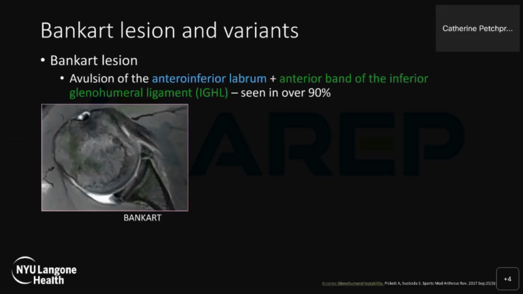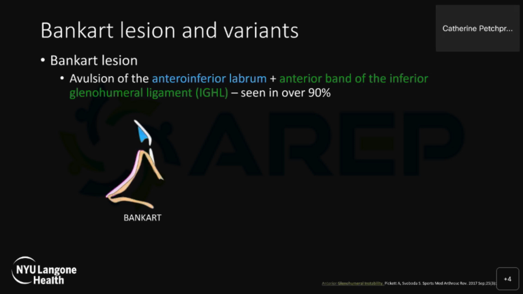When the humeral head dislocates anteriorly, it also injures the anteroinferior labrum and the anterior band of the inferior glenohumeral ligament. When these structures are avulsed from the glenoid rim, it's known as a Bankart lesion. It's seen in greater than 90% of shoulder dislocations. This is the typical MR appearance of the classic soft tissue Bankart lesion on the axial image. Avulsion of the anterior band of the inferior glenohumeral ligament from the glenoid attachment and the anteroinferior labrum.